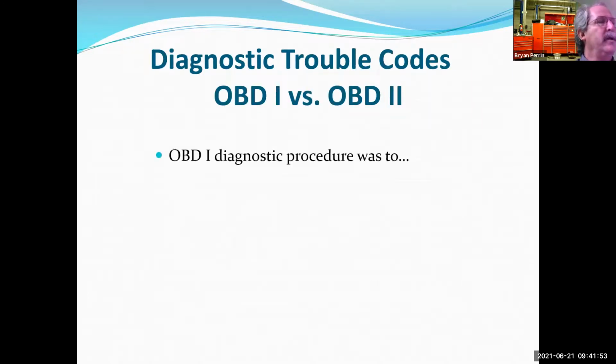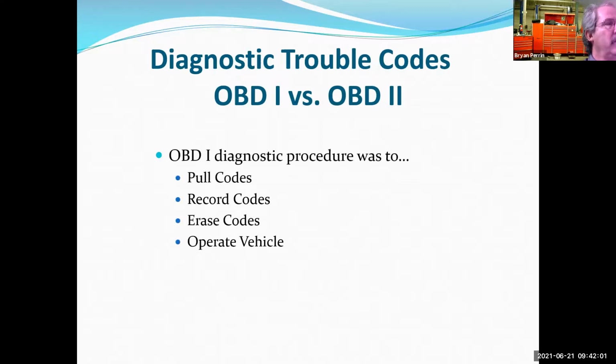So, OBD1 versus OBD2 diagnosis. In OBD1, the diagnostic procedure was to pull codes, record codes, erase codes, operate the vehicle, pull codes. And if the code didn't come back, it's an intermittent problem. Have a nice day. Thanks for the money. And then, of course, the light would come on for the customer on the way home or the next day or 2 days later, and the car comes back. We do the same procedure. Nothing to see here. Have a nice day.